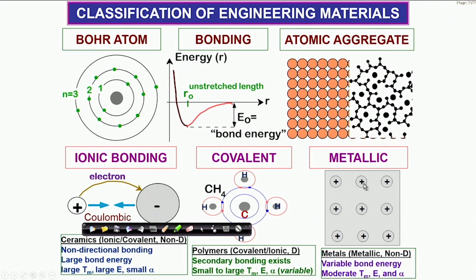And finally, when you discuss materials where you have a very unique situation, like cations in a periodic array permeated by a free electron cloud, what you end up getting is known as metallic bonding. As a result, you have a fairly variable bond energy, but moderately large melting temperature, elastic modulus, and coefficient of thermal expansion.